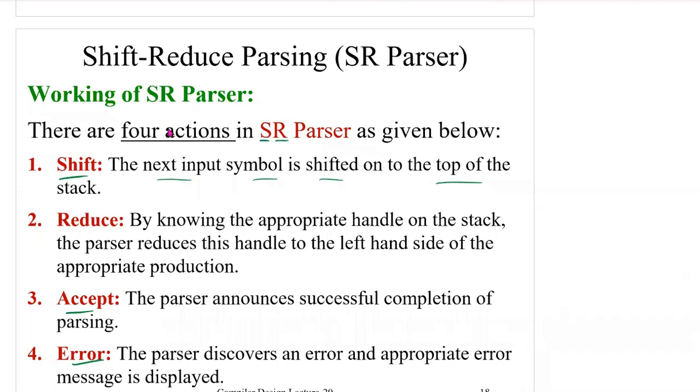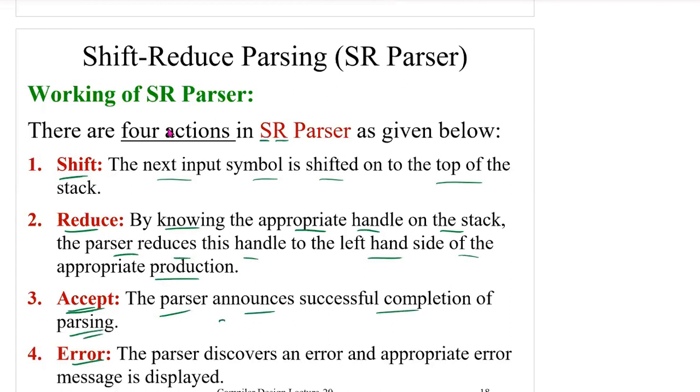Now on top of the stack, wherever we have a handle, which is a combination of grammar symbols, either terminals or variables, if an equivalent left-hand side is available as per the given production, it is replaced. That is the reduce action. By knowing the appropriate handle on the stack, the parser reduces this handle to the left-hand side of the appropriate production, like what we demonstrated in various examples on handles and handle pruning. Then accept is when the parser announces successful completion of parsing.